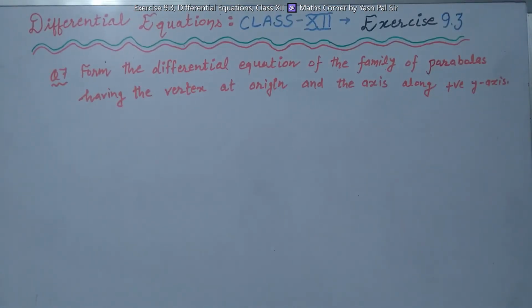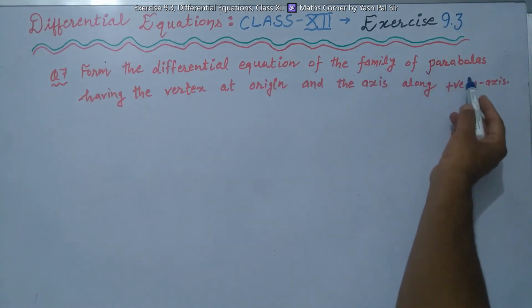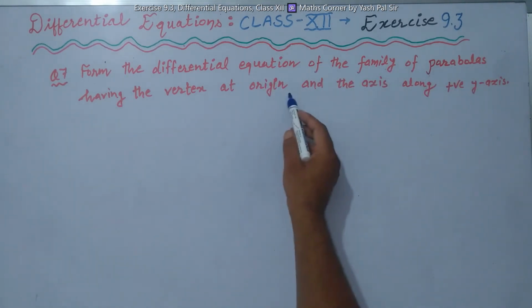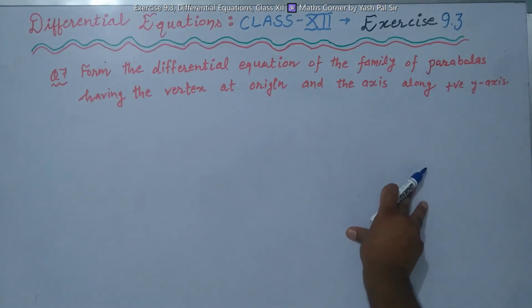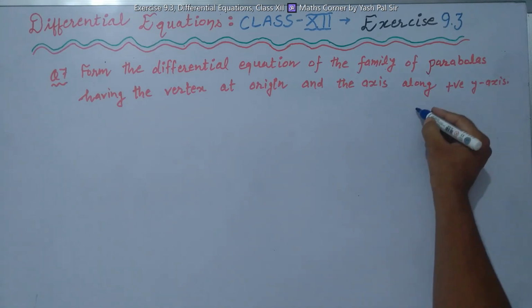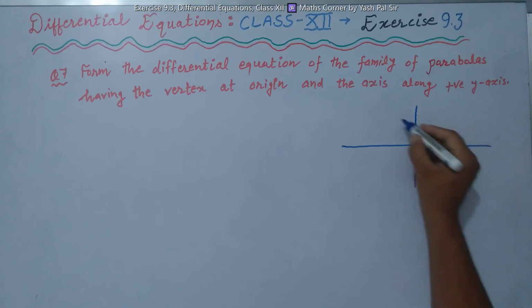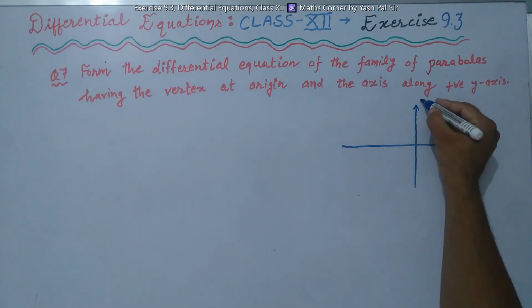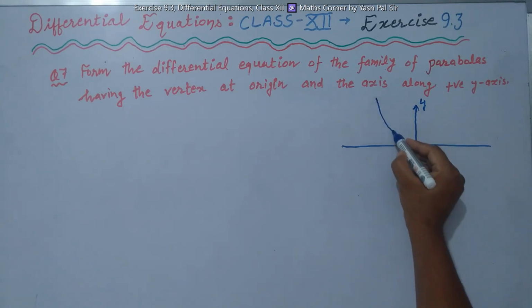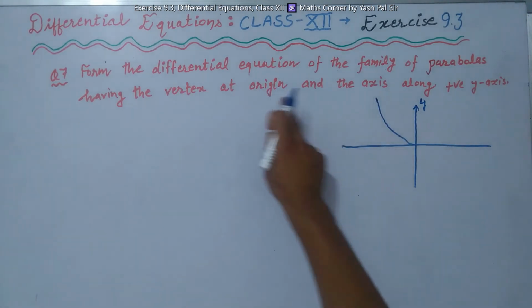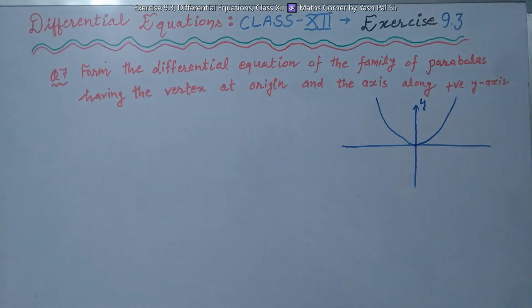Now what about question number 7? Form the differential equation of the family of parabolas having the vertex at the origin and the axis along positive y-axis. So first of all, positive y-axis. So this way, this is the positive y-axis, upward. So the vertex is at the origin, so this will be the vertex. This is the shape of the parabola.